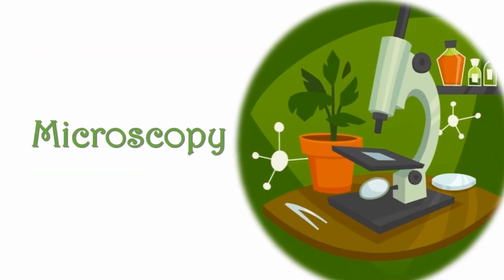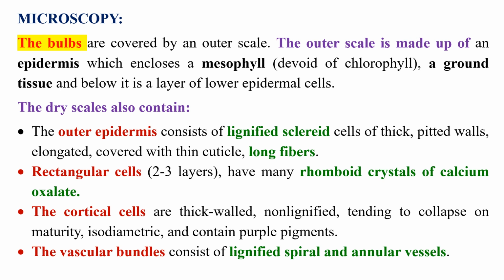Microscopical examination. The bulbs are covered with outer scales. The outer scale is made of an epidermis which encloses a mesophyll devoid of chlorophyll because it's a subterranean organ, a ground tissue, and below it a layer of lower epidermal cells. The dry scales also contain the outer epidermis, which consists of lignified scleroid cells of thick pitted walls, elongated, covered with a thin cuticle, and also long fibers, followed by rectangular cells in 2 to 3 layers that have many rhomboid crystals of calcium oxalate.